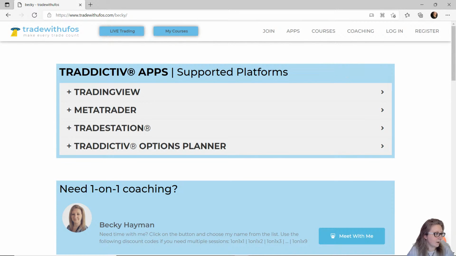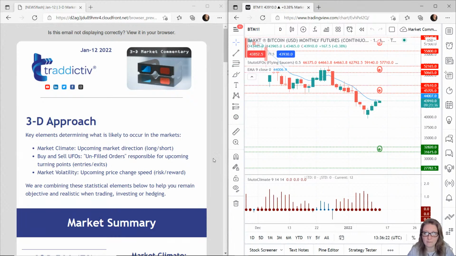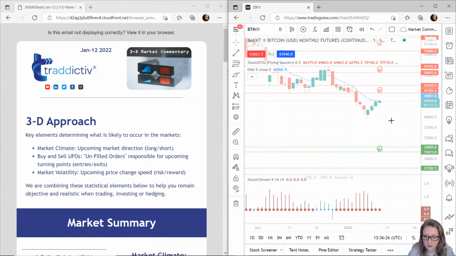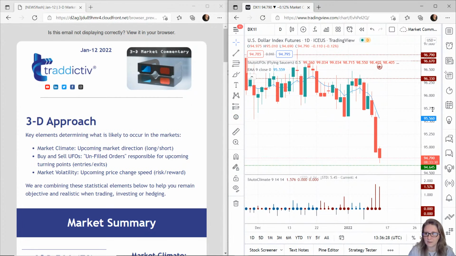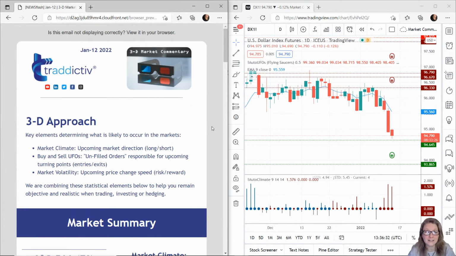So let's bring up the email that I was telling you about. And of course, it's relevant to market data. I think I'm going to load a different chart just to help me explain AutoClimate better. Brilliant. So let's have a quick look at what those 3 different elements are that we look at.